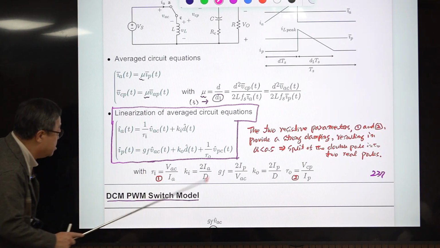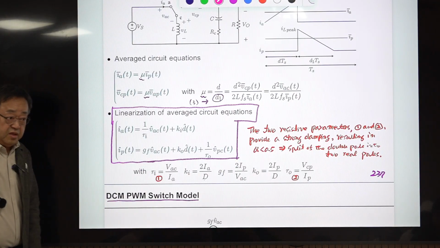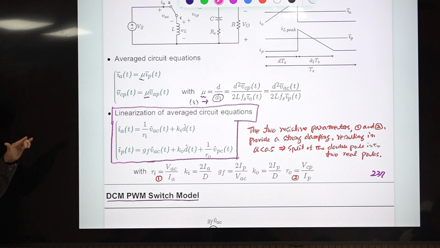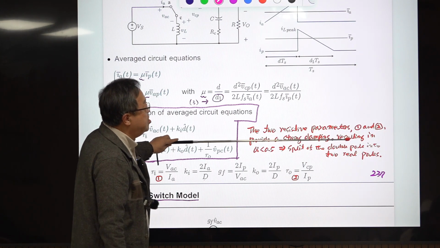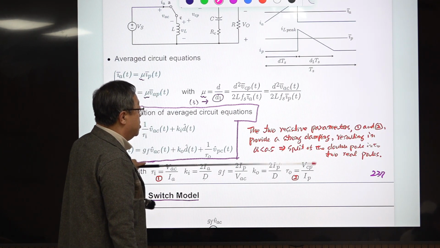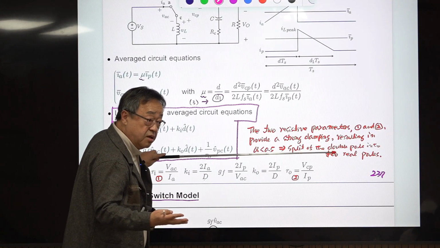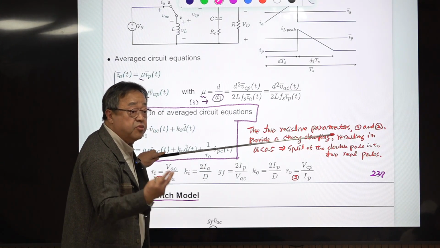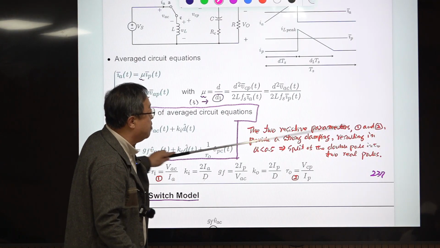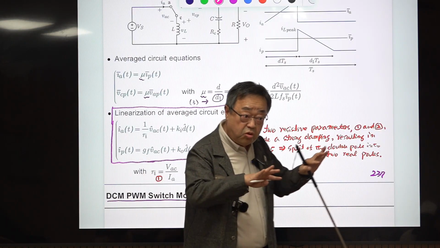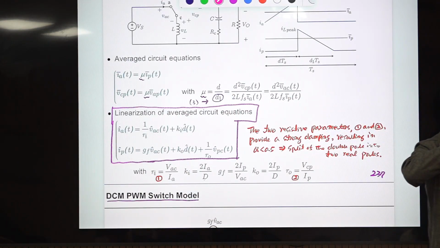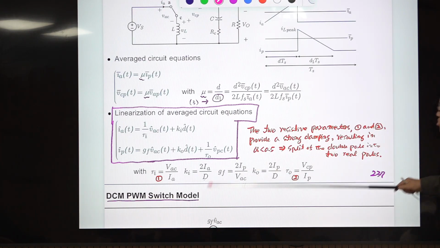Okay, but this one is very important. They are resistive parameters, and resistive parameters provide what? Damping. Okay, so I wrote down here that 2 resistive parameters, 1 and 2, provide strong damping. So in CCM, everything is a second order system. In DCM, if you have very strong damping, then the Q value becomes smaller than 0.5. Then the double pole splits into 2 real poles. All right. So the equation of this is this one.